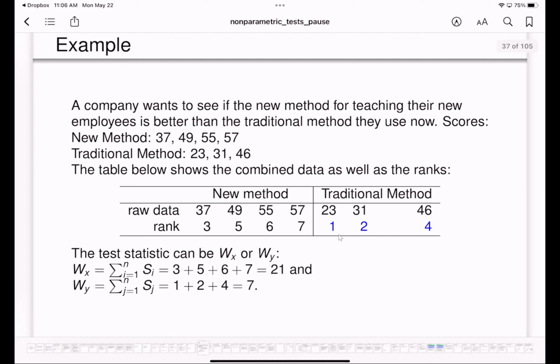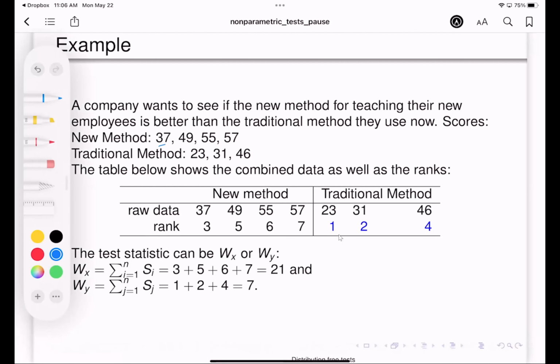So for the new method, the observed scores are 37, 49, 55, and 57. And for the traditional method, the scores received are 23, 31, and 46. These are all the observations that we have. Obviously, it's a very small sample size. Because of the small sample size, and we are not able to check whether the normality assumption is reasonable or not, in this case, let's directly consider the rank procedure, the Wilcoxon rank sum test.